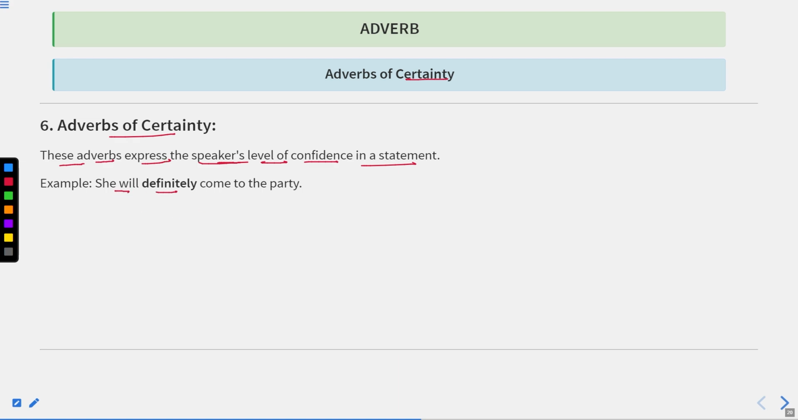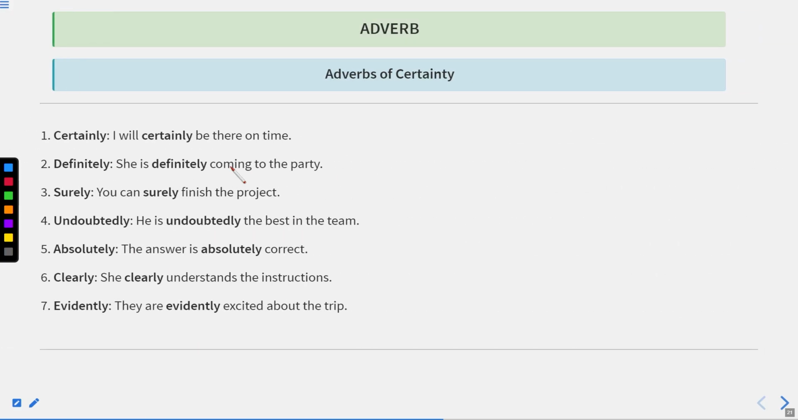So she will definitely come to the party. Okay, so definitely means surely. So the speaker is showing the certainty of her coming to the party. Okay, so this word definitely is actually the adverb of certainty. So these are some extra types of adverbs. Now there is a list of adverbs of certainty. First is certainly. I will certainly be there on time. So certainly is the adverb of certainty, which assures us that yes, I will be there on time.